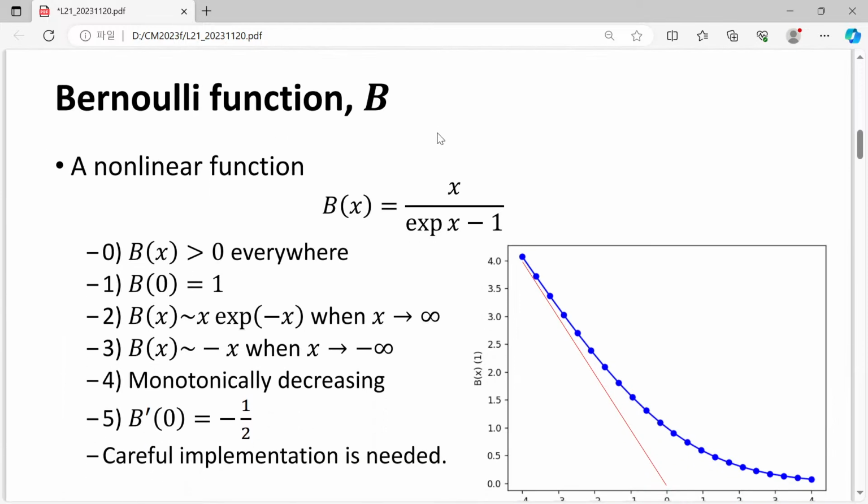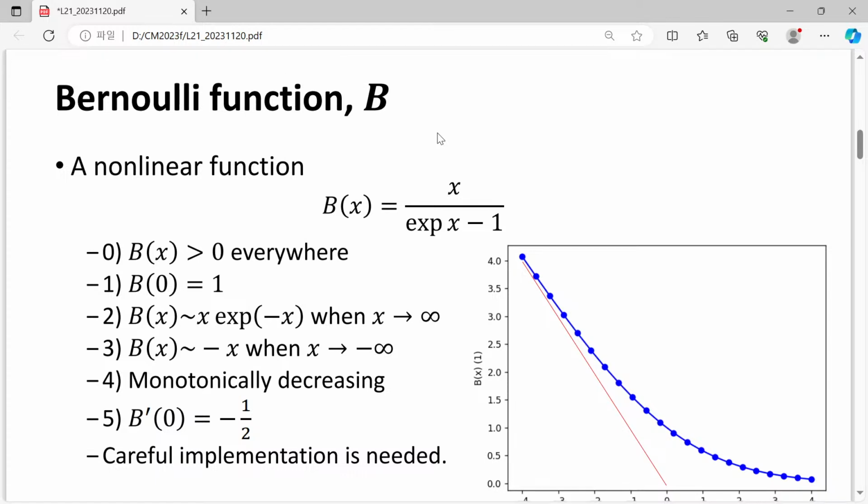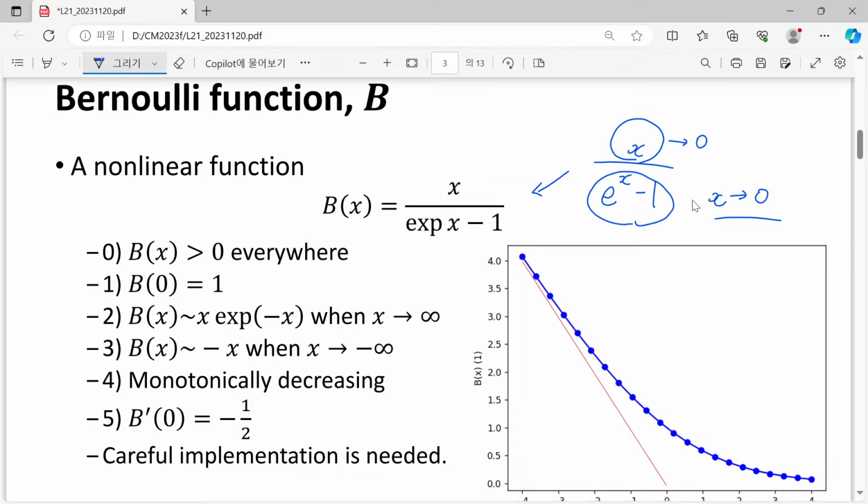This slide was taken from our previous one, the Bernoulli function. We have already covered all the important properties of this Bernoulli function. Its definition is shown here, and it looks quite easy to understand. But in actual implementation, please be careful when we have x quite close to 0. In this case, the upper part and the lower part both approach 0, so we have some numerical difficulties.